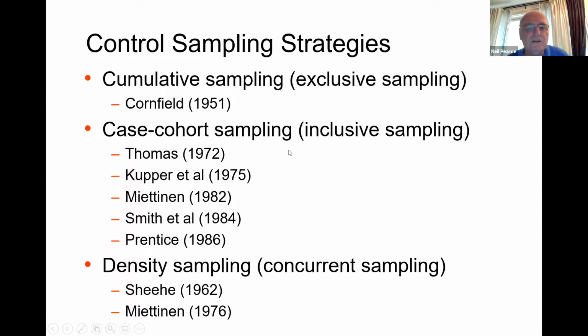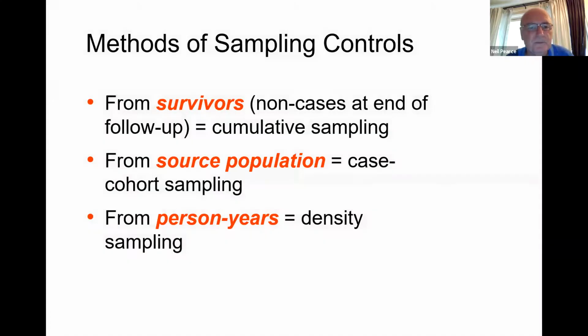And I won't go into them in this lecture, but you just need to be aware of them. They're called cumulative sampling, which is what I've just shown to you, case cohort sampling, and density sampling. In fact, density sampling is the preferable method and the one we most commonly use, but case control studies are most commonly taught the way I've just shown, where you're sampling the controls from those who never get the disease.